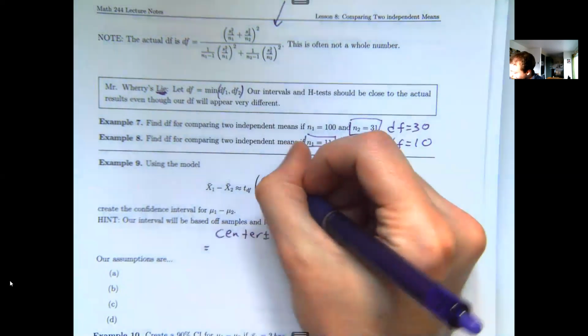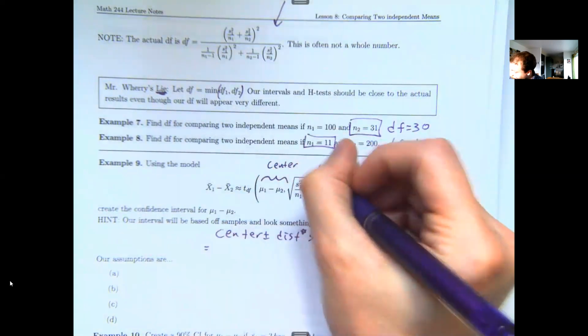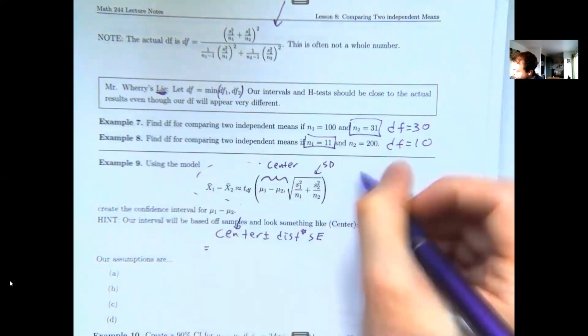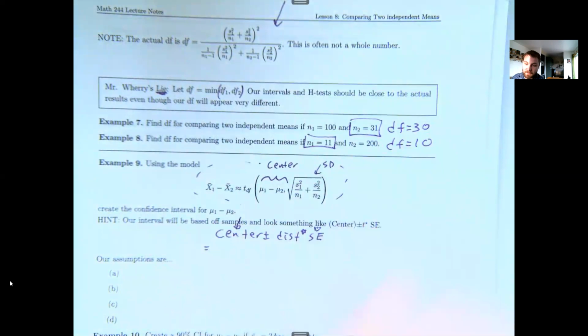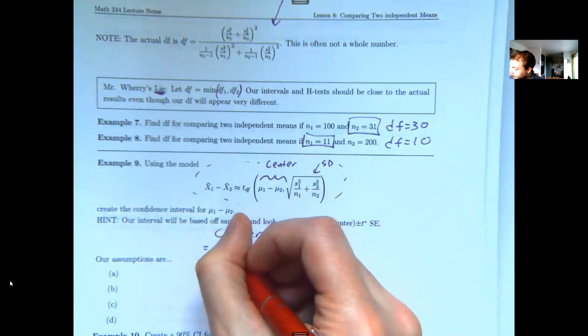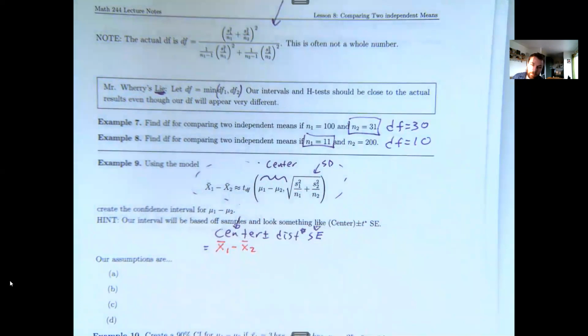So what I'm going to do is I'm going to take my center, I'm going to take my standard deviation, and I'm going to put these things inside of my formula. As I put them inside of the formula, I just have to remember that I'm writing everything as samples because confidence intervals go from samples to population. So I used to have a center of mu1 minus mu2. The sample way of saying this is x bar 1 minus x bar 2. Plus or minus.